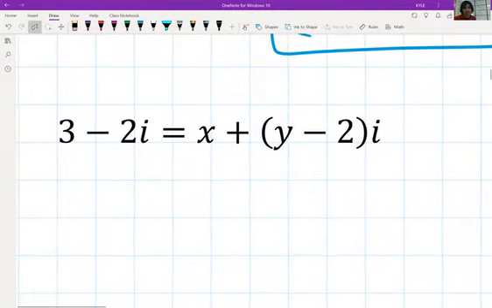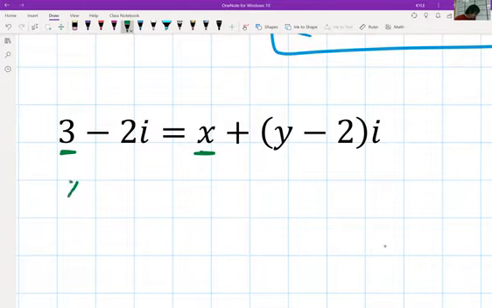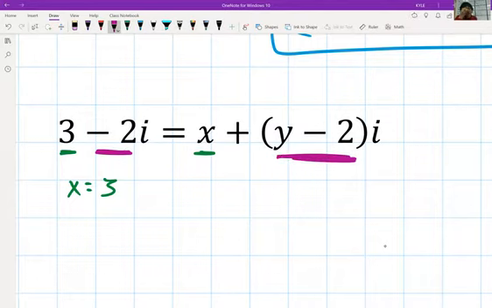Let's make it a little more complicated, not too much, but that's the basic premise. 3 minus 2i is equal to x plus the quantity y minus 2i. So again, starting off, we know the real parts have to match. So that means x equals 3. We know the imaginary parts have to match, and so we might have to do just a tiny bit of legwork. On the left, we have negative 2 i's. On the right, we have y minus 2 i's.